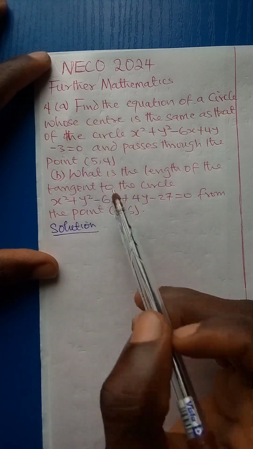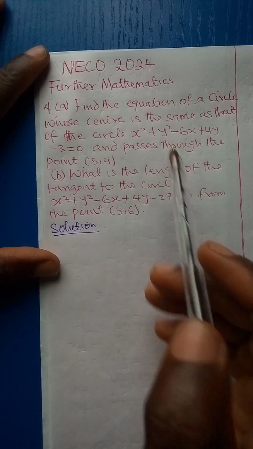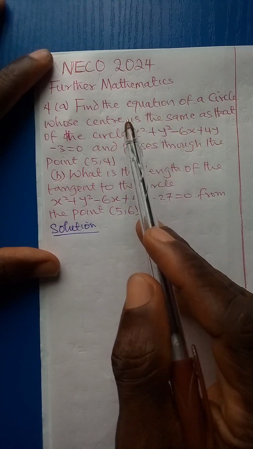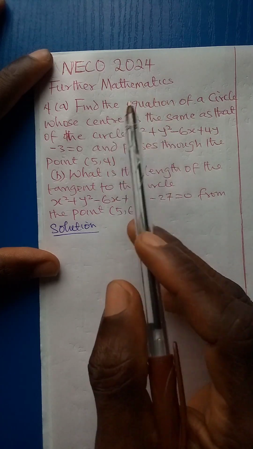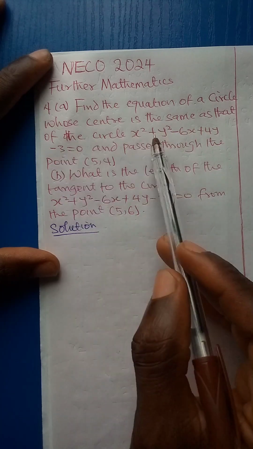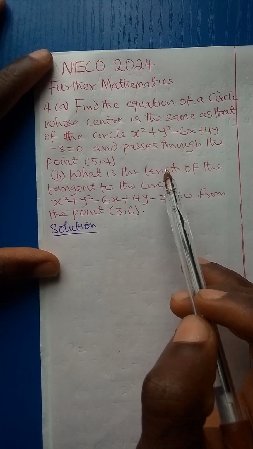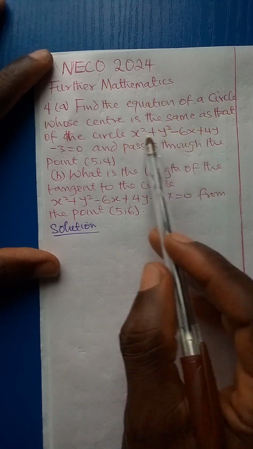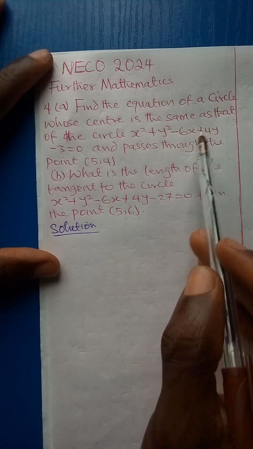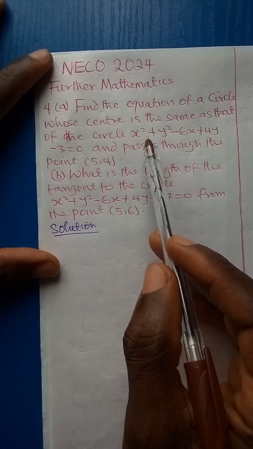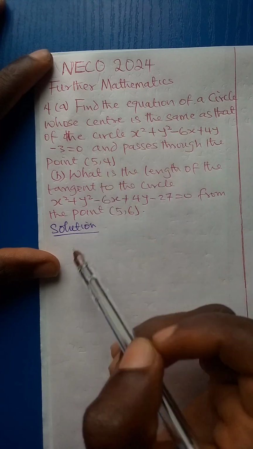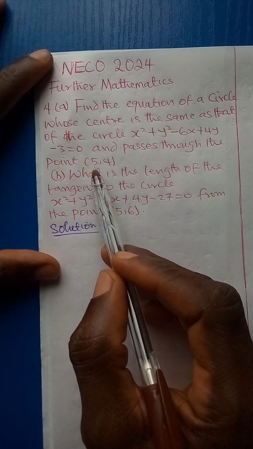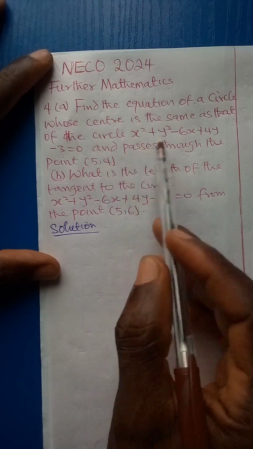So in the A part, we are given two circles. One, the equation of the circle is given, and the other one, we have to find the equation of the other circle. However, that other circle and this circle whose equation is given are concentric circles because they have the same center. So what we need to do now is to find the center point of this given circle and possibly its radius, and then with that information we will use it to get the other circle that passes through this point. Since the other circle passes through this point, when we substitute 5 for x and 4 for y, we are going to get 0.